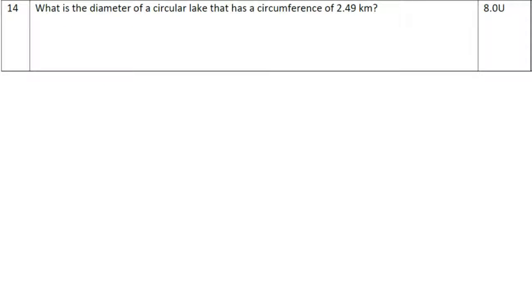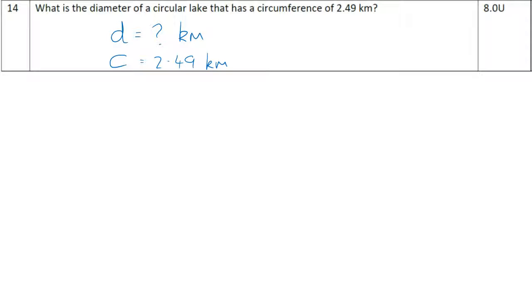What is the diameter of a lake that has a circumference of 2.49 kilometres? Now, this is relatively straightforward. So you've got to think about what we know. So we want to find the diameter, question mark. I haven't specified the unit, so I'll just leave that in kilometres. But we know that the circumference is 2.49 kilometres.